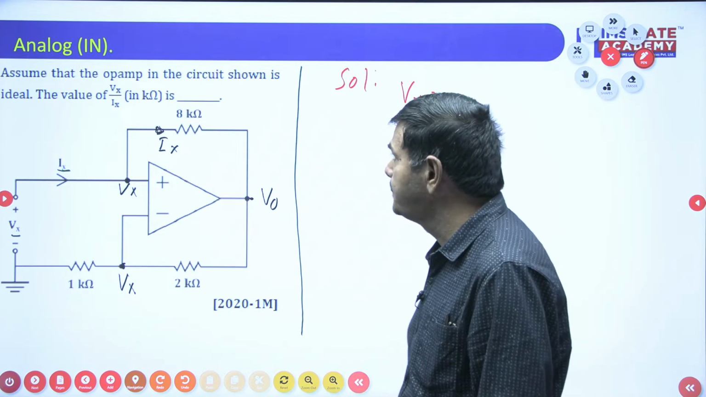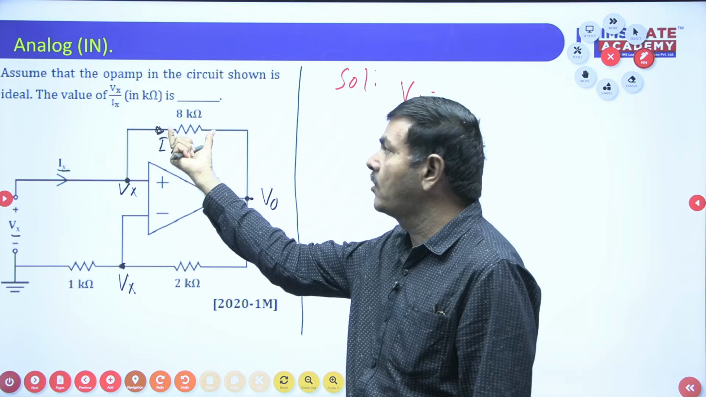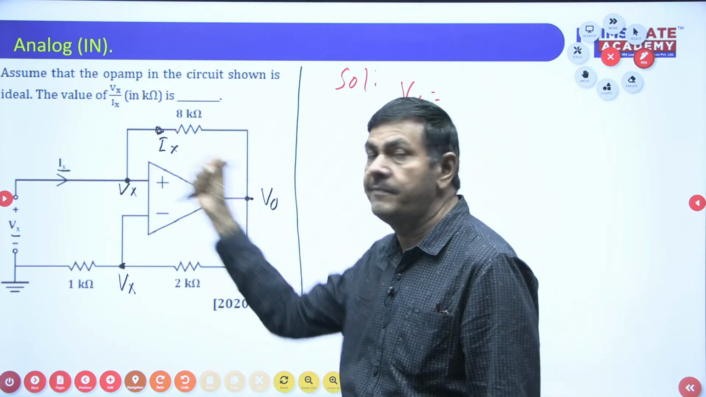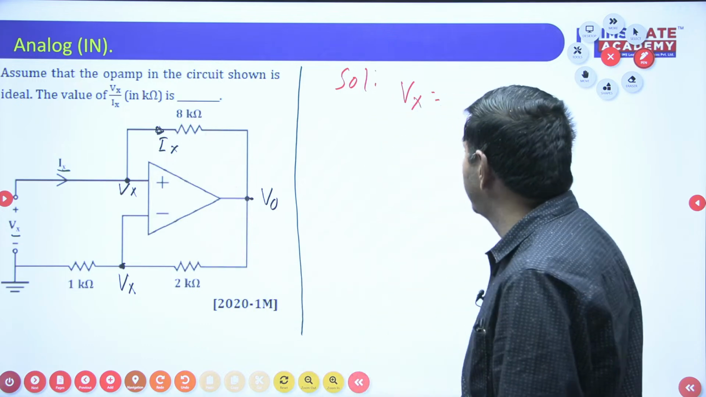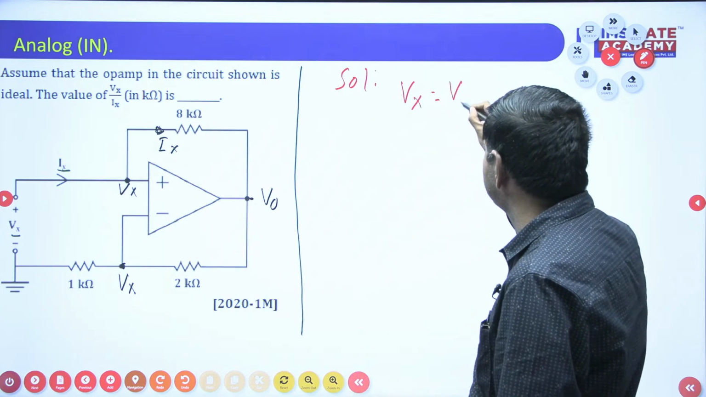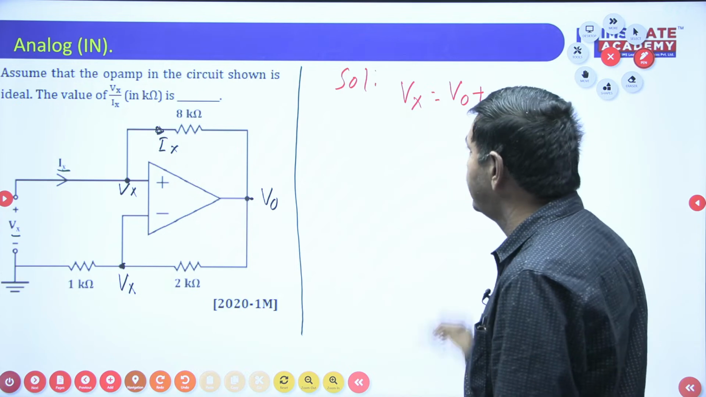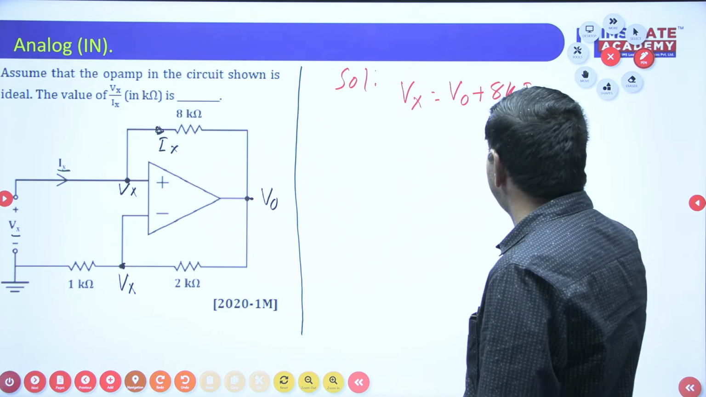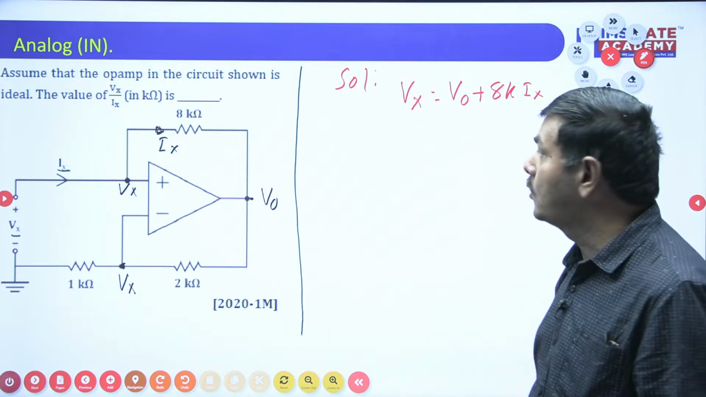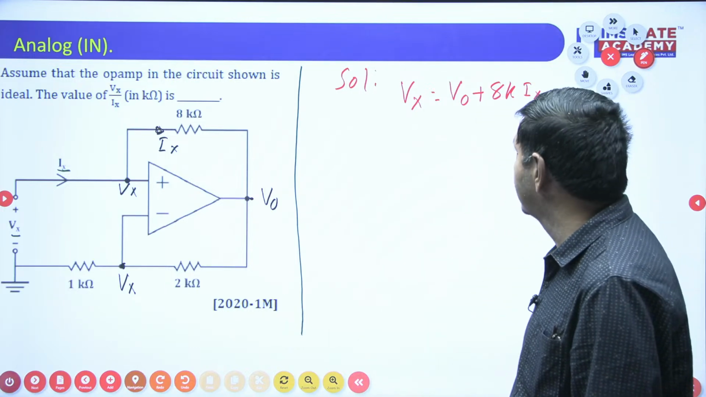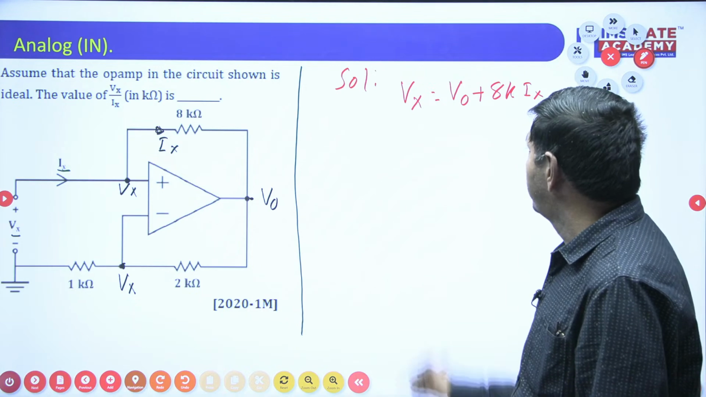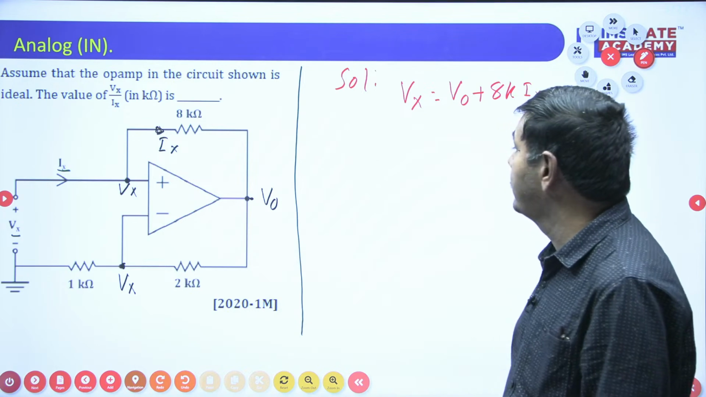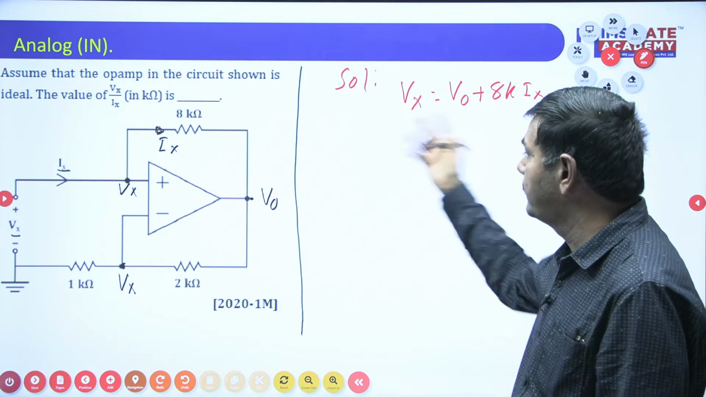Vx equal to V naught plus the drop across the 8 kilo ohm. Output voltage plus the drop is nothing but the Vx only now. So Vx is nothing but V naught plus 8K into Ix. 8 kilo ohms into Ix I can put now. But without knowing the V naught, I cannot get Vx by Ix. Thereby V naught is required. V naught in terms of Vx I want to get now.